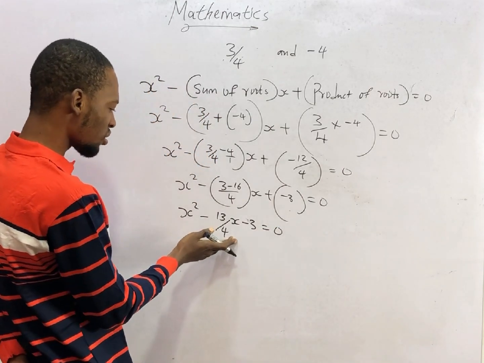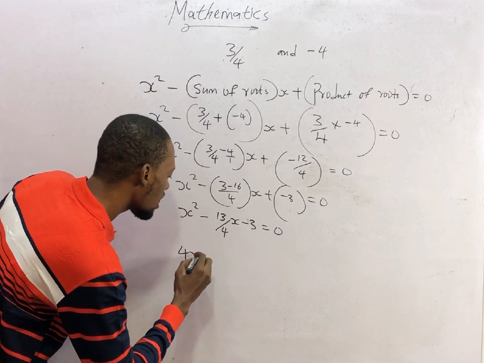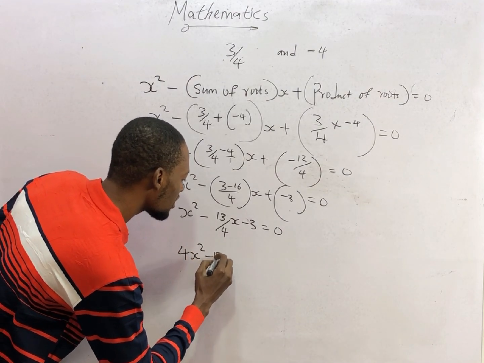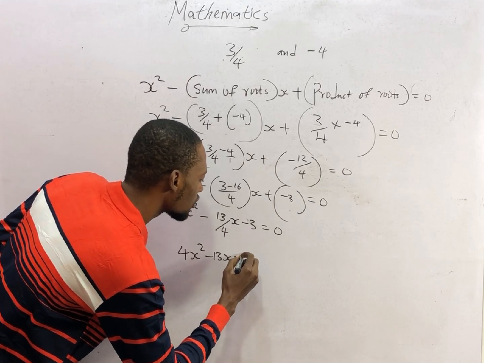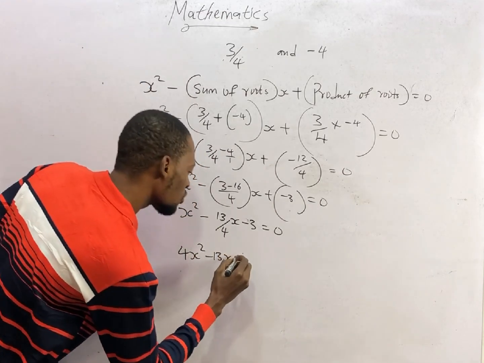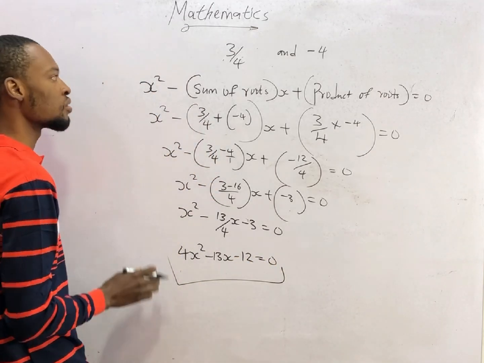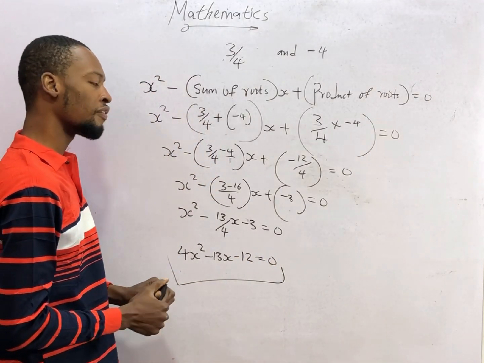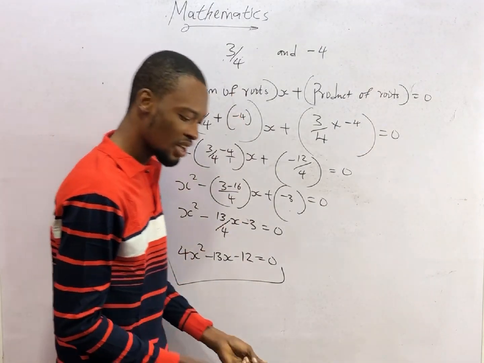Now to remove the fraction, we can multiply everything by 4 to have 4x squared minus 13x minus 4 times 3. 4 times 1, 4, 4 times 2, 8, 4 times 3, 12, minus 12 is equals 0. So this is the quadratic equation whose roots are 3 over 4 and minus 4. You can solve this quadratic equation to arrive at the roots.